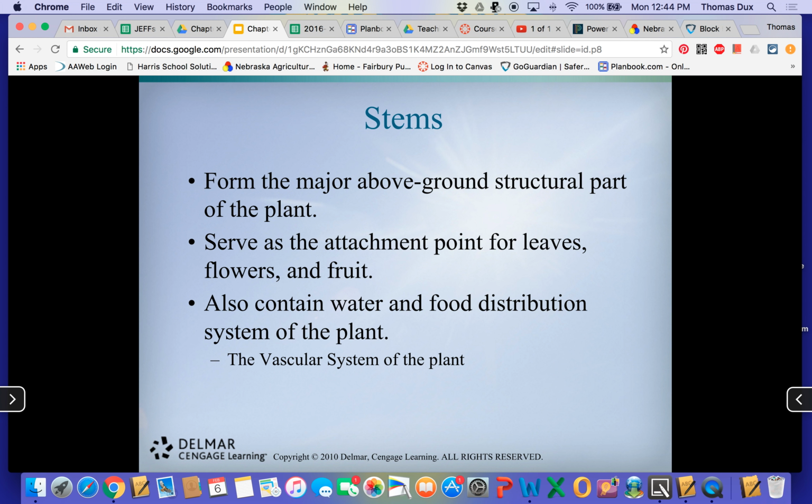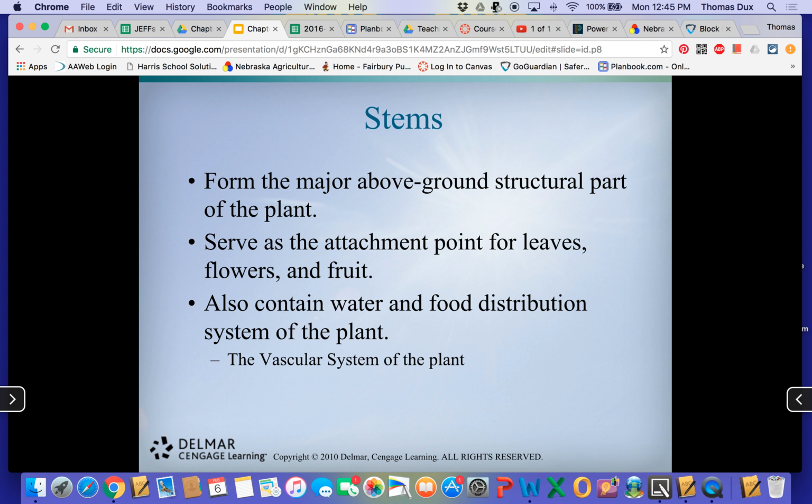Page 42. Bottom paragraph. The vascular system is made up of xylem and phloem. Water and plant nutrients obtained by the roots go through xylem vessels to leaves and growing plants. Food and other materials made by photosynthesis are distributed throughout the plant by the phloem vessels. The vascular system is arranged differently in monocots, grass, lilies, than in dicots, big trees. Okay, very good. Thank you.